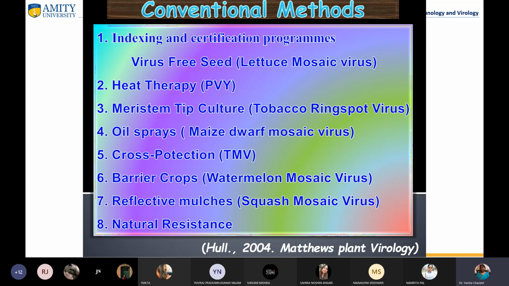Then barrier crops. Sometimes in between the smaller crop, bigger crops are grown, so that the vectors cannot move from one plant to the other plant. Such barrier crops can also help in preventing virus transmission. Then reflective mulches in case of squash mosaic virus. You cover that particular area with mulches that reflect the light. So insects or pests which are vectors of those viruses are not able to feed on the plant for a longer time due to the reflection. That also helps in preventing the virus transmission.